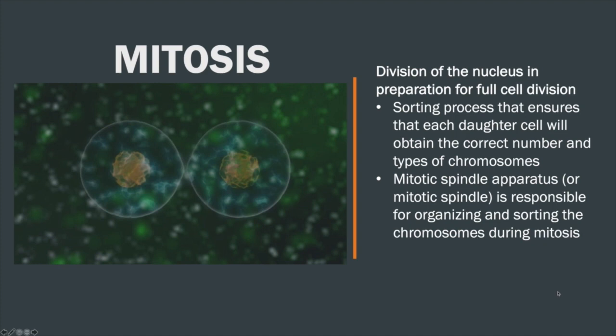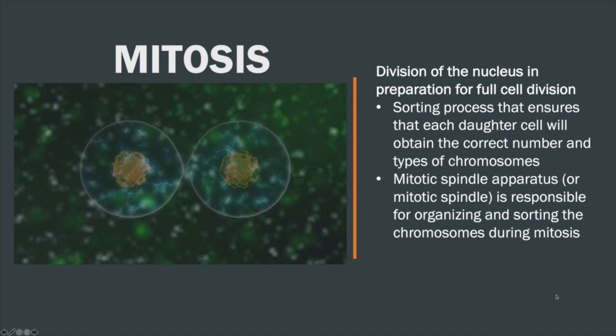Mitosis is division of the nucleus in preparation for full cellular division. When our cells need to divide for repair of damaged cells, or for replacing cells that may be lost, and also for organismal growth, the cell has to go through mitosis and cytokinesis. So mitosis is division of the nucleus, and cytokinesis is division of the cytoplasm and cell membrane.